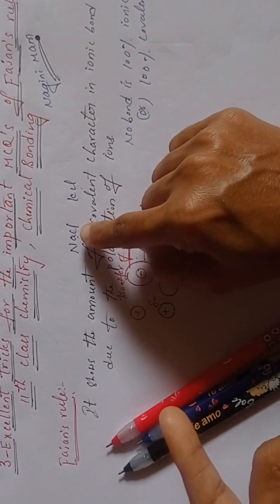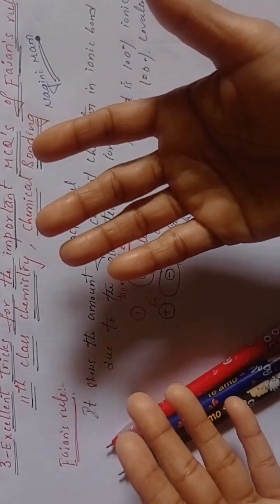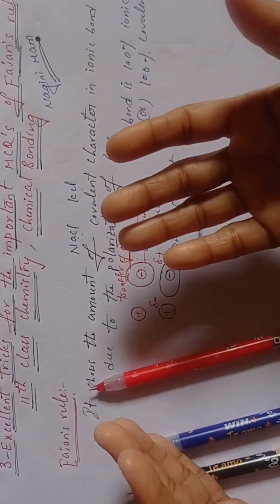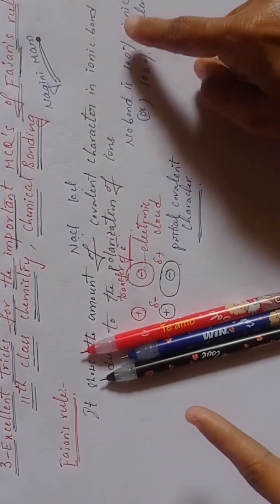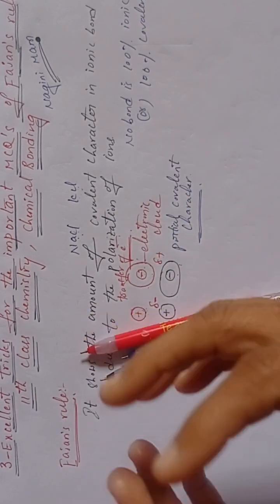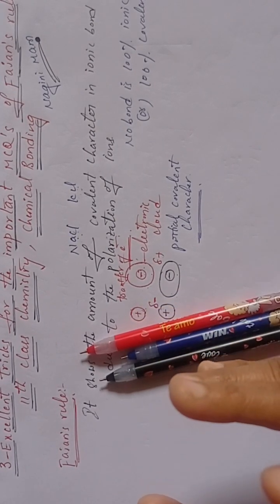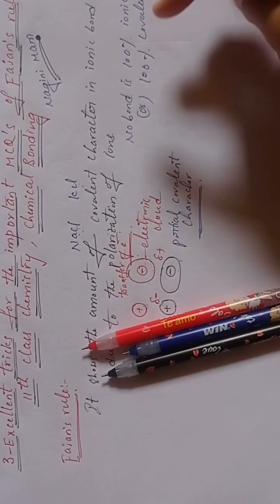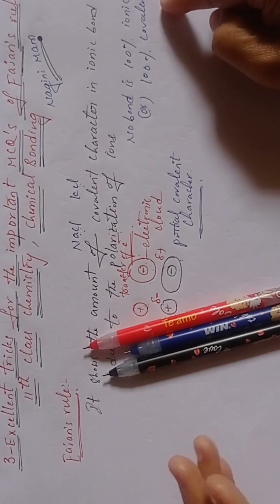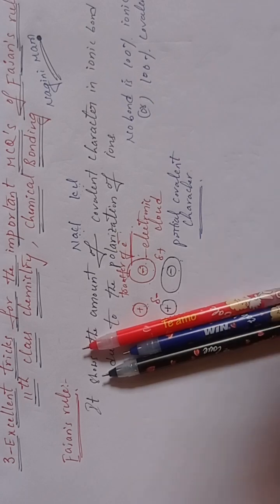If a compound is more covalent, its ionic character will be less. If ionic character is more, covalent character is less. So no bond is 100% ionic or 100% covalent. Covalent and ionic characters both are relative terms, students. It is a qualitative property.